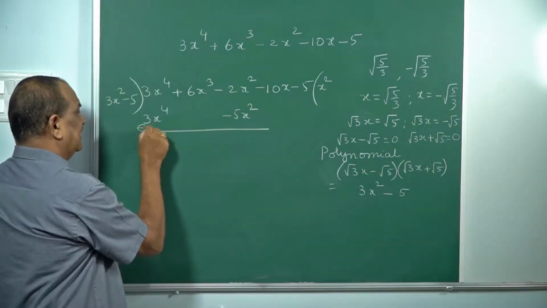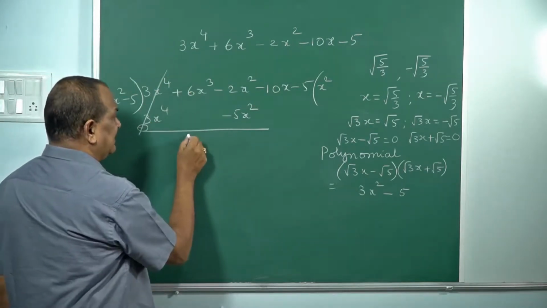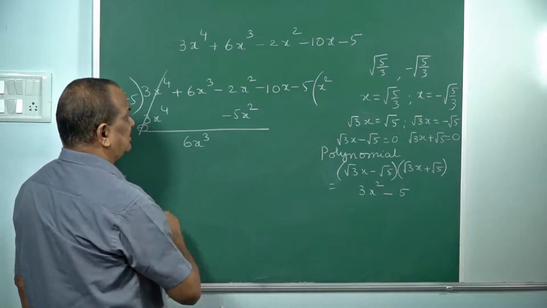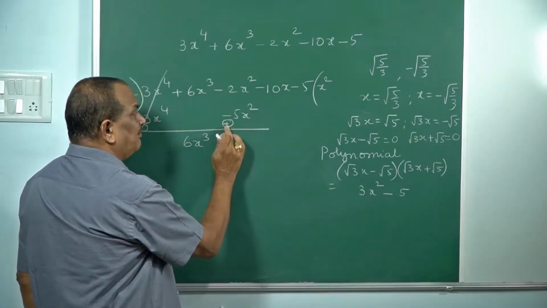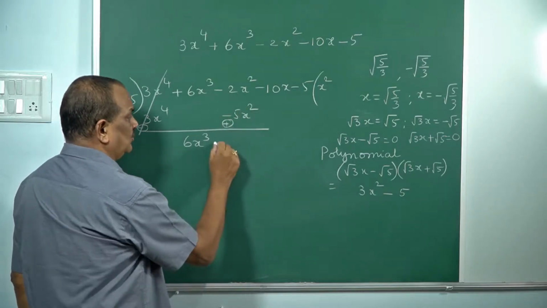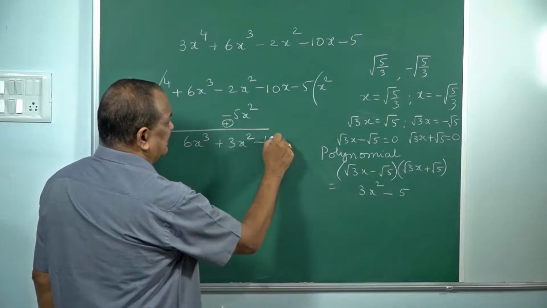Subtract. This gets cancelled. From this you are not subtracting anything. Write down 6x cube. From this you are subtracting this one. This becomes plus 5 and minus 2 plus 3x square. Bring down maybe minus 10x.